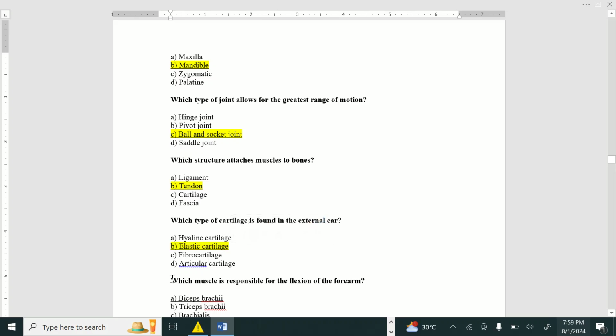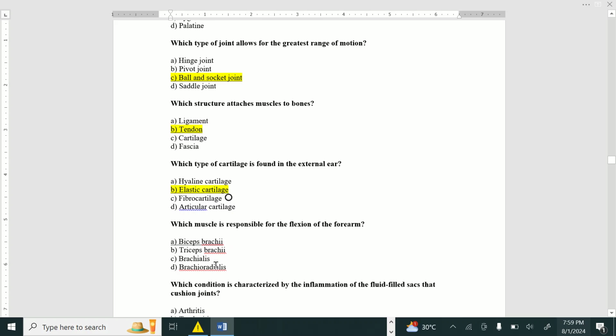The next MCQ is: which muscle is responsible for the flexion of the forearm? A. Biceps brachii, B. Triceps brachii, C. Brachialis, and D. So the correct option is A.